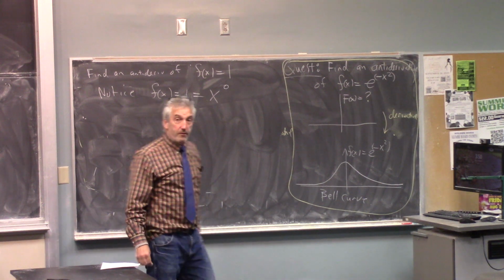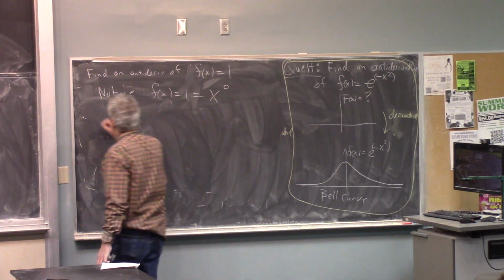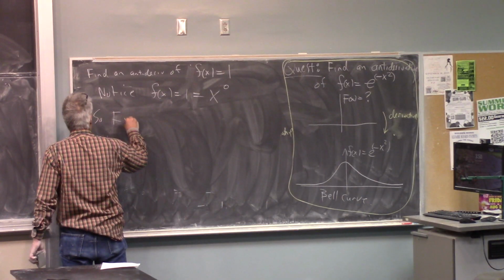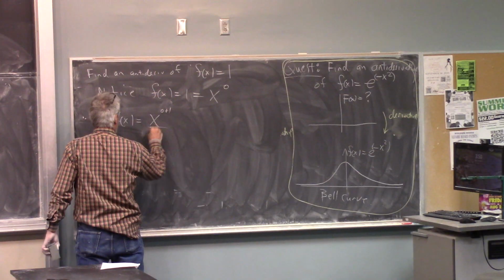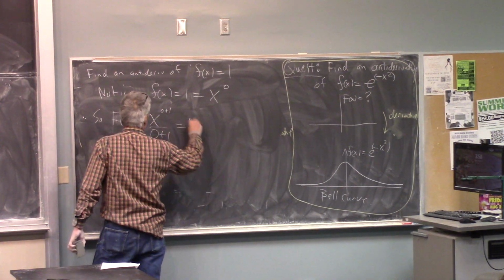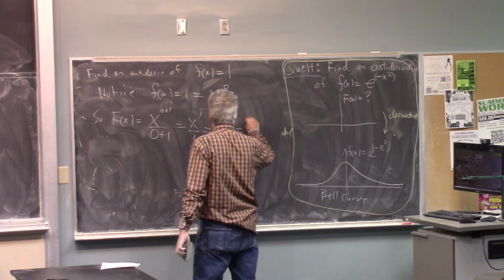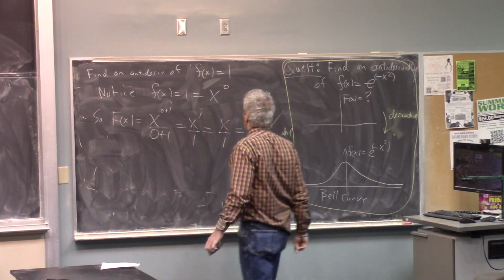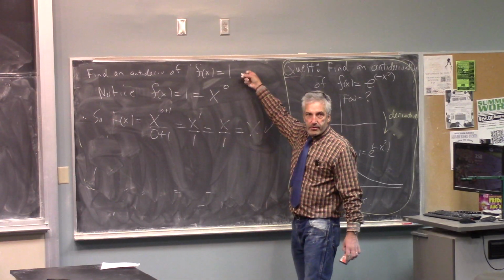Oh, well, this is a power function, so I can use the power rule for antiderivatives. So x to the 0 plus 1 over 0 plus 1. So that's x to the 1 over 1. So that's just x over 1. That's just x. That does work. If I take the derivative of x, I do get 1.